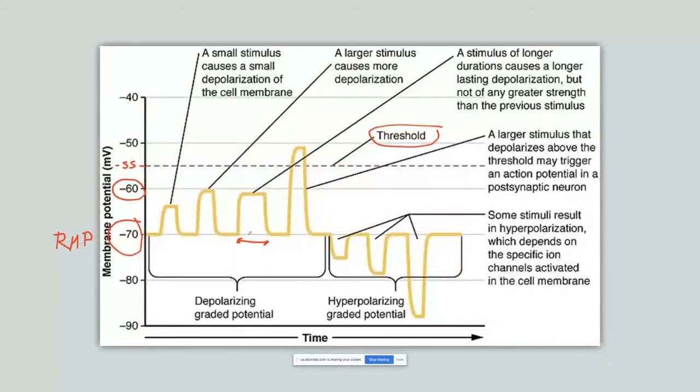It kept the sodium channels open for a longer time, but it's not enough to reach the threshold. And here we have a larger stimulus. Okay, we have a lot more sodium channels open, so there is a lot of sodium entering and reaching the axon hillock in a way that the inner part of the axon hillock reaches threshold. At that point, sodium channels in the axon hillock will open and an action potential will take place.